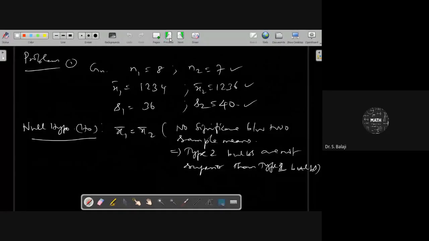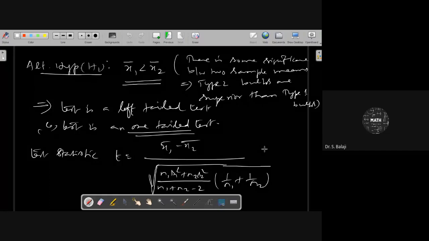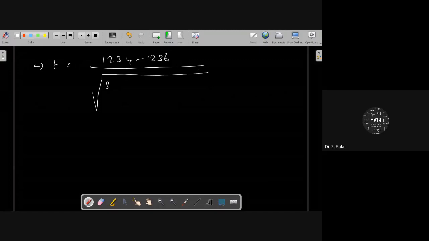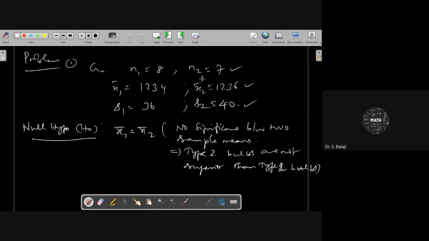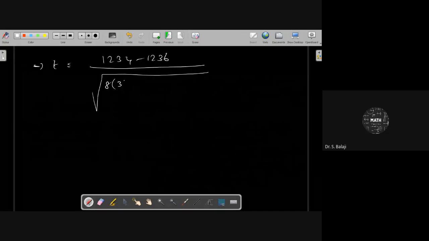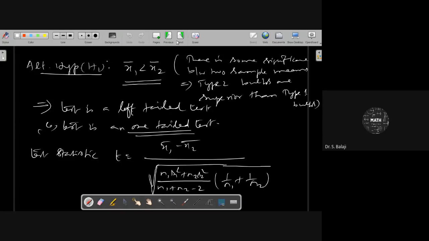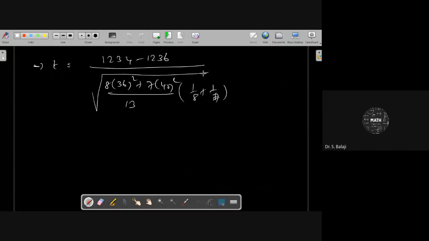You see the previous values, 1234 and 1236. On the next page you can write that t is equal to 1234 minus 1236, whole divided by the square root of n1 s1 square plus n2 s2 square, where s1 is 3640, whole divided by n1 plus n2 minus 2, which is 15 minus 2, 13, times 1 by n1 plus 1 by n2. In that manner, you can get that.